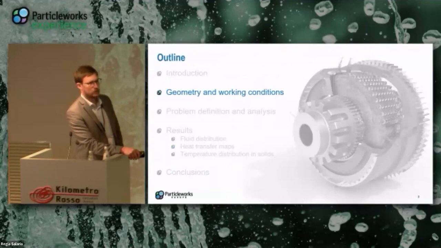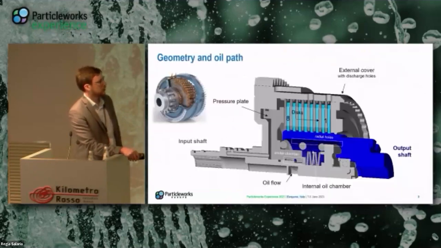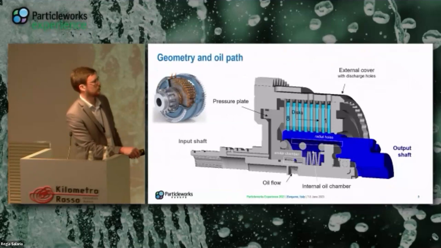So let's have a look at the geometry to understand how the system works. Here you can see a section of the clutch system, and on the left a rendering, just to understand also from the outside. The system is composed of an input shaft linked to the engine, which is rotating, and all the gray parts are linked together, so they share the same motion.